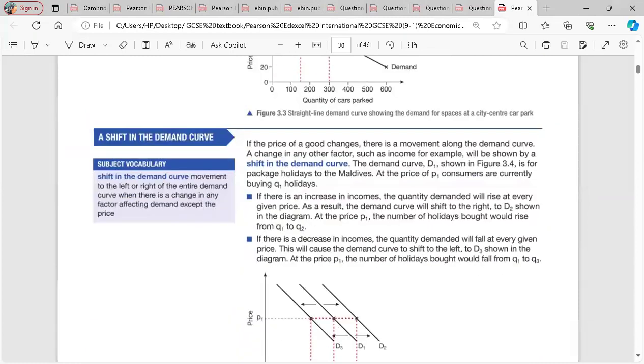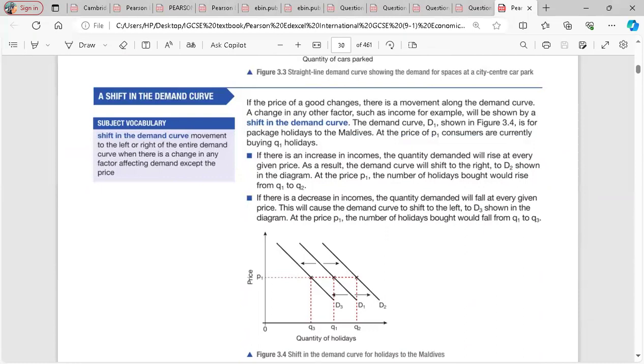So we go to shift in demand curve. For shift in the demand curve, it's based on non-price factors.